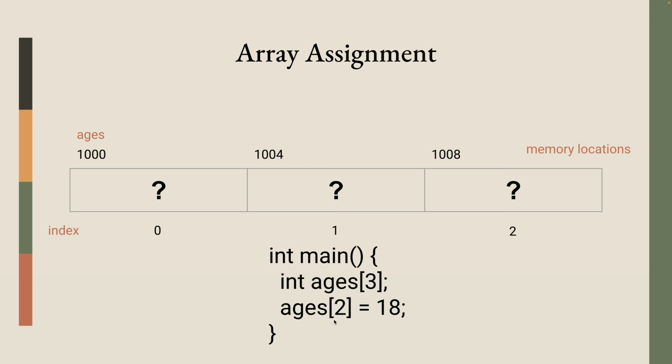We have ages of 2 is equal to 18. Can anyone guess what happens on this line? Yeah, so we go and find index 2, which is here, and this value will change to 18.